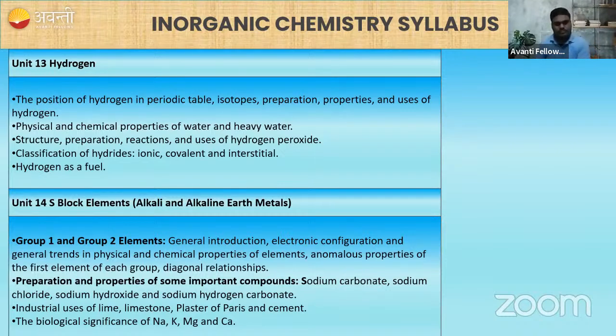So the main chapter is the S block element. In the S block we have two different blocks, that is alkali metals and alkaline earth metals. So group 1 and group 2 elements: basically a general introduction, the group trends in the physical and chemical properties of the elements, anomalous properties of the first element of each group, right? Preparation and properties of some important compounds like sodium carbonate, sodium chloride, and the biological significance of how potassium and sodium are useful for us. So we are going to study all these in the S block element.